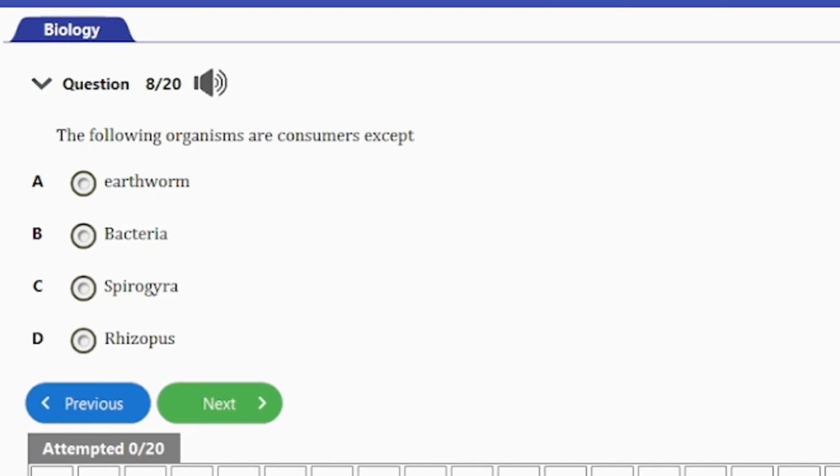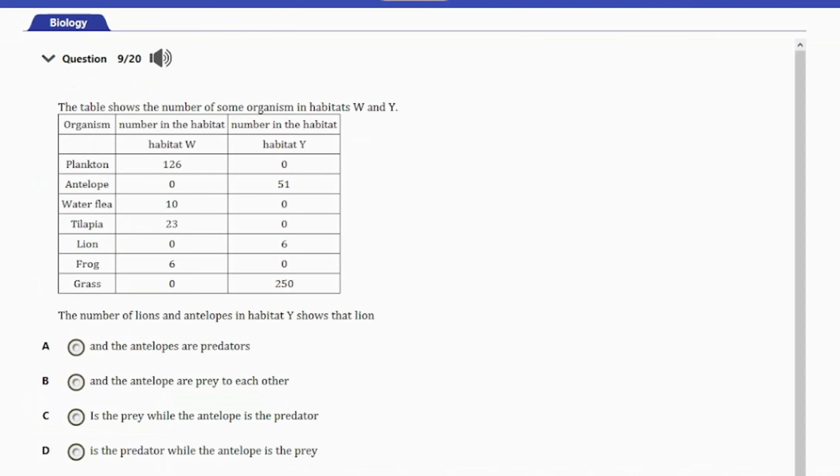It says, the following organisms are consumers except A, earthworm, B, bacteria, C, Spirogyra, and D, Rhizopus. Spirogyra is not a consumer because it's actually a green alga. So it's photosynthetic. It can produce its own food, and as such, it's the odd option here. So let's choose option C, and that's the answer to this question. Let's consider the next question.